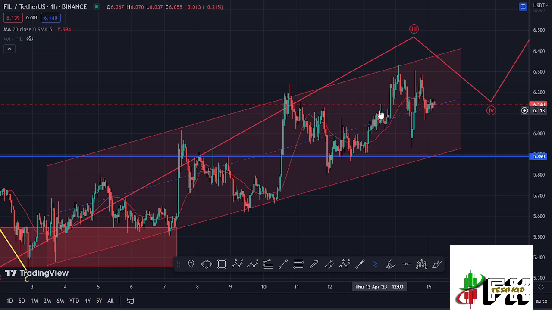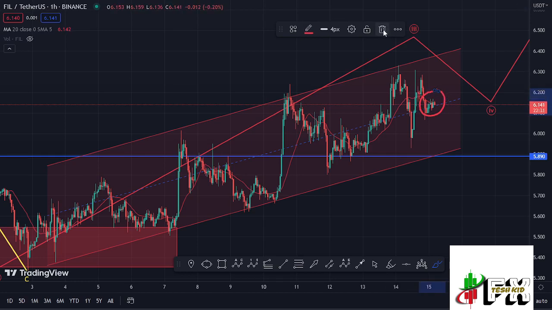Welcome back to TechKidFX for another Filecoin price prediction update, which at the time of this recording is holding below the 20-day MA here on the 1-hour chart, which is now acting as resistance for us to continue gearing up.